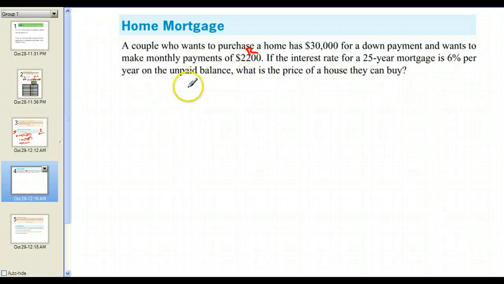6% per year. You're making monthly payments. So we're grouping these two things together. You underline both of them twice, so we'll know they're grouped together. These two things are giving us the I. So 0.06 divided by 12 again, just like we did last time. It's 0.005. That's our I. We want to know what's the price of the house that they can buy.